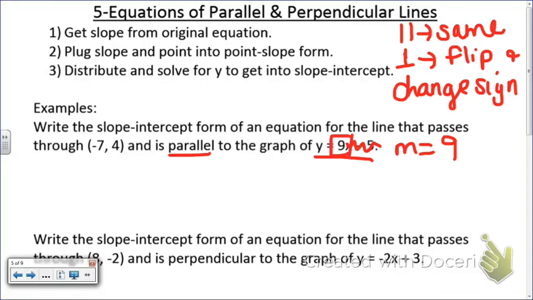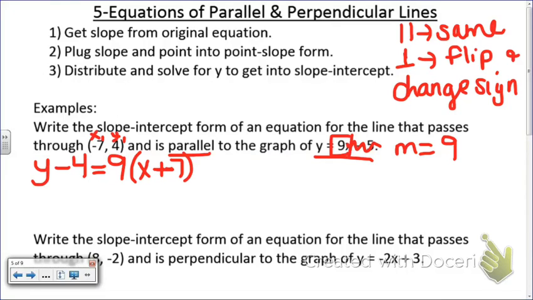I'm going to use that and my point, -7, 4, is my x1, y1. I'm going to start out in point-slope form. So y minus y1, which is 4, equals 9, parenthesis, x minus x1, which was -7. My minus negative is going to become plus a positive.